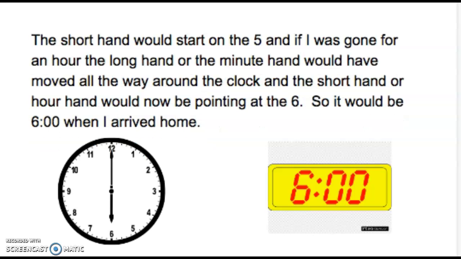The shorthand would start on the 5, and if I was gone for an hour, the long minute hand would have moved all the way around the clock, and the shorthand or hour hand would just now be pointing at the 6. So it would be 6 o'clock when I arrived home. This is the digital form of 6 o'clock. You have your number 6, your colon, and 2 zeros to let you know there are no minutes past 6.